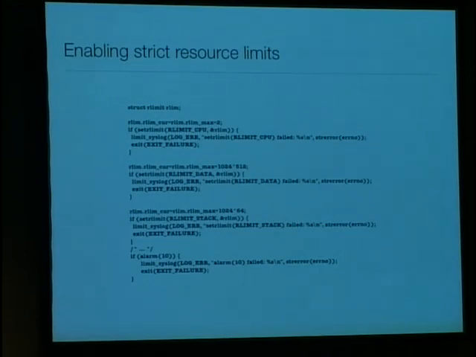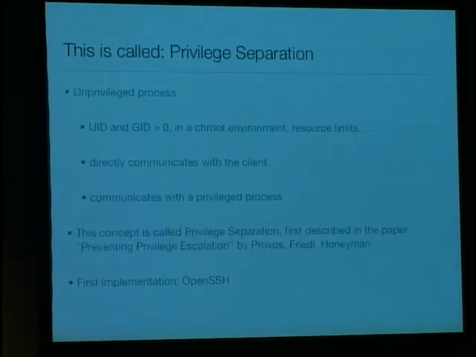And this whole principle of putting an unprivileged process into a change root environment and having it communicate with a privileged process is called privilege separation. The unprivileged process is, of course, unprivileged. It means it has a user ID and group ID greater than 0. It's in a change root environment. Resource limits are enforced. It directly communicates with the client, and the client is the attacker or potential attacker. And it also communicates with the privileged process.